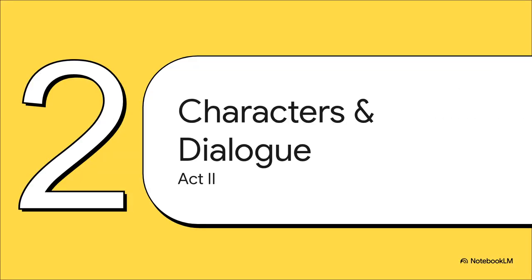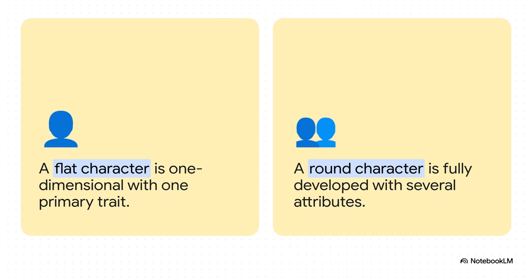Moving right along, Act 2, the characters and dialogue. It's time to meet the people who actually inhabit this world we just built. Playwrights generally rely on 2 distinct types of characters to populate their stories. First, you have your flat characters. These are your one-dimensional figures, usually embodying just a single primary trait. Think of them almost like a quick sketch.